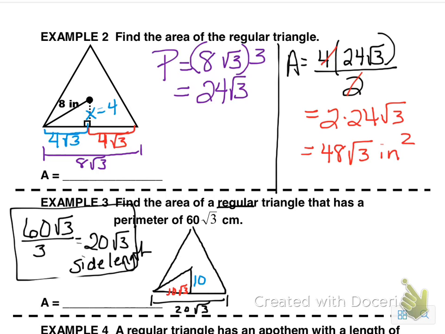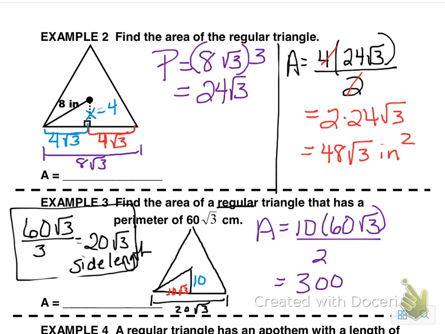So to find the area of this regular triangle, I have apothem times perimeter divided by 2. So however you want to approach it, again, if you want to simplify first, then divide 10 by 2 and you get 5 times 60, or you can multiply it out and then divide by 2, but our final answer is going to be 300 times the square root of 3 centimeters squared.